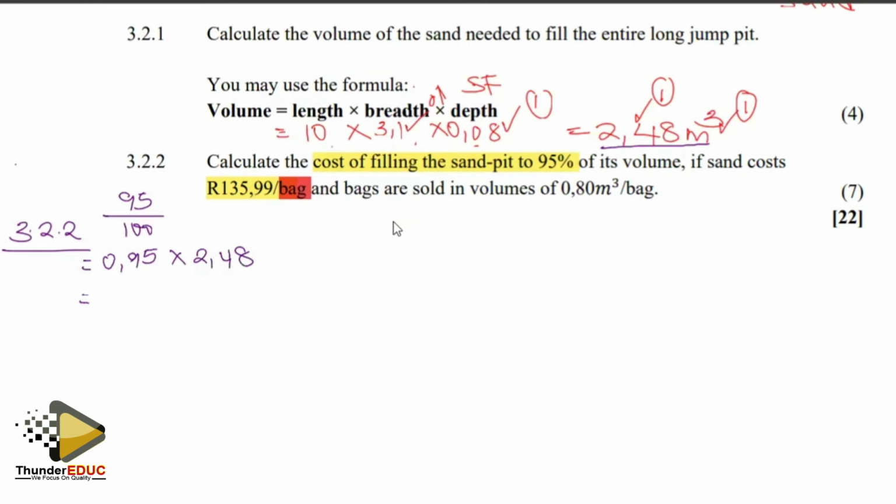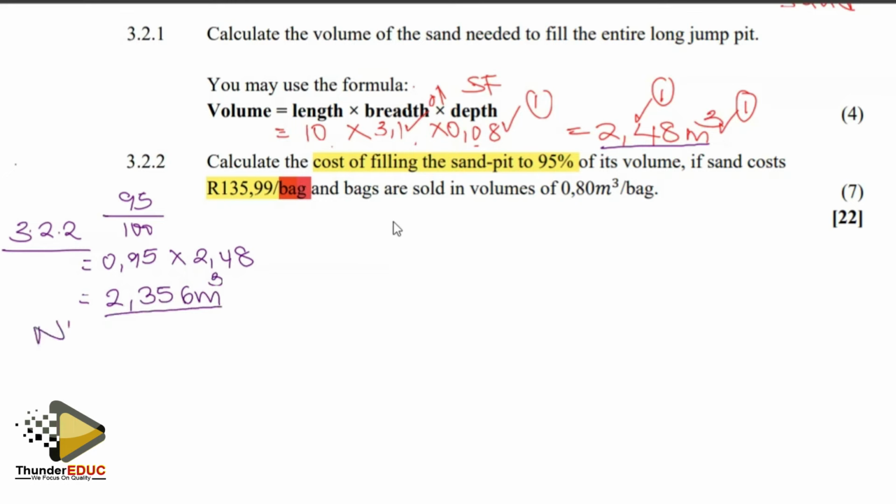Multiply that, we end up having the volume that we need: 2.356 meters what? Cubed. This is the volume we need. But this volume is not sold as volume. It's sold per bag. So we need to find out how many bags now.